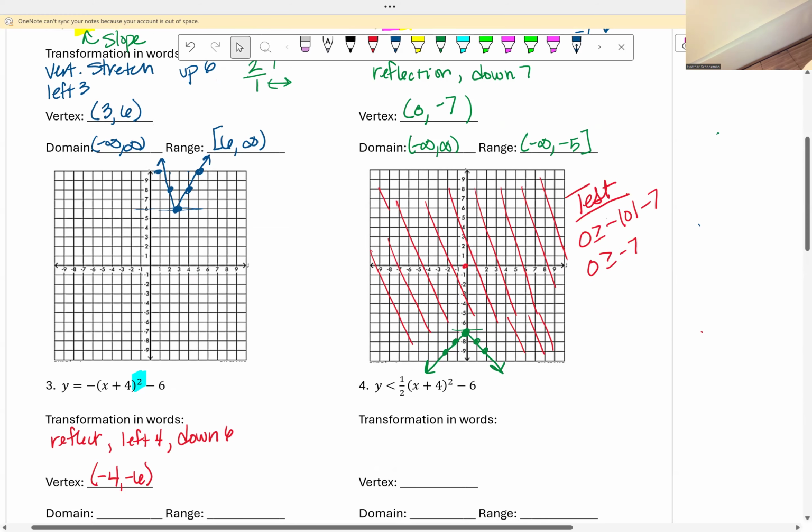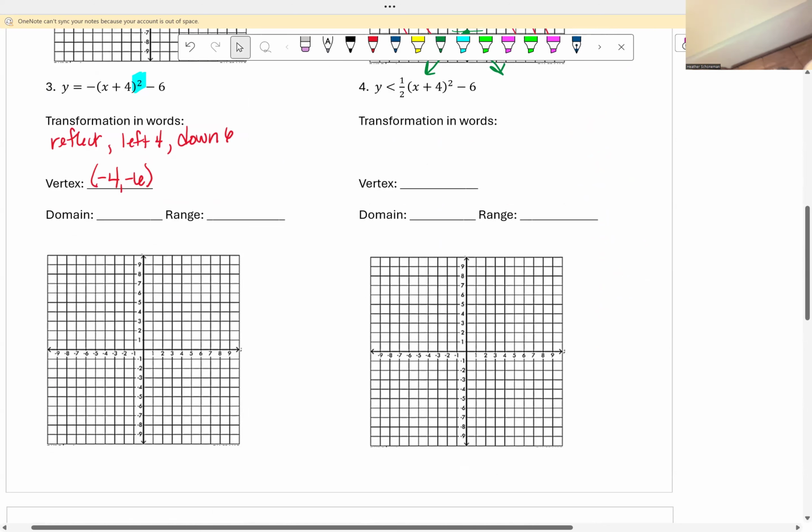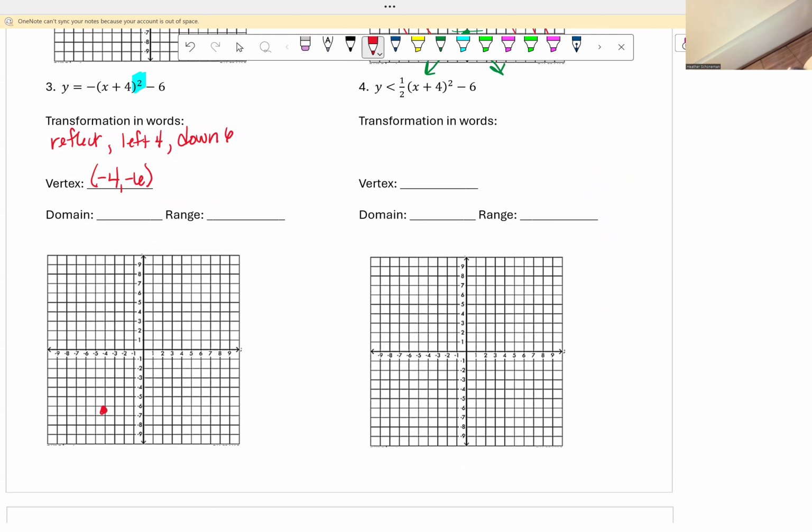Okay, and now I'm going to pay better attention to these problems to help you. All right, let's graph and then we'll find the domain and range. The vertex, -4, -6 would be right here. Let me try that again so I can actually get it on the point. This one is opening down because of the reflection.